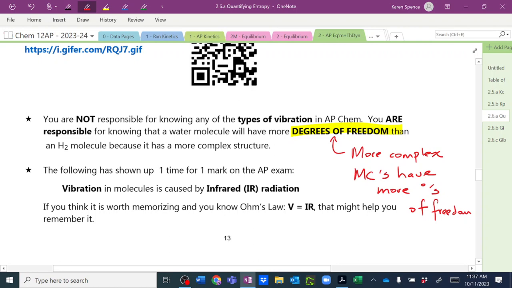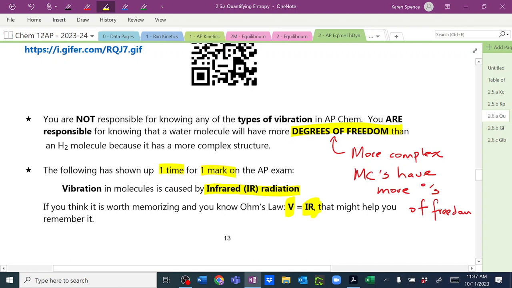Now, in relation to vibration, this has shown up one time for 1 mark on an AP exam since 2014. Woo! Vibration is caused by infrared radiation. If you think that is an important thing for you to stuff in your head, you can remember it like this: if you know Ohm's law, which I imagine a lot of you do. If you don't know Ohm's law, this will not help you. But Ohm's law is V equals IR, yes? V equals IR. Vibration is caused by infrared radiation.